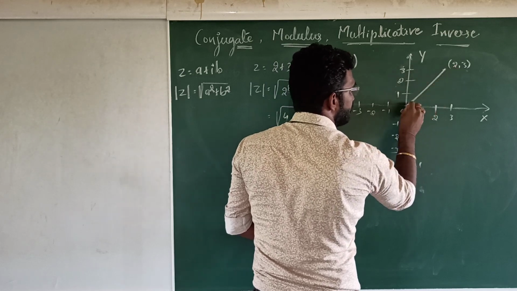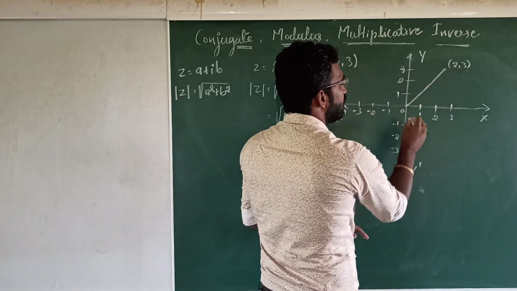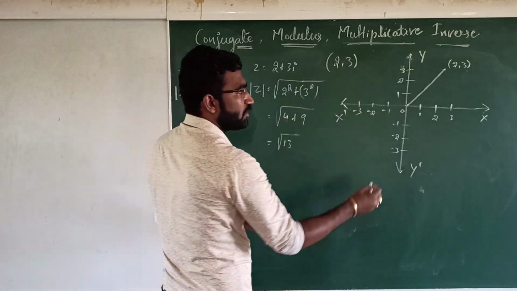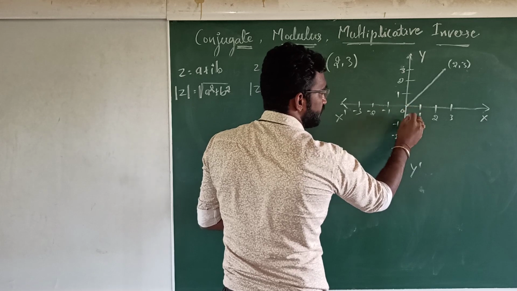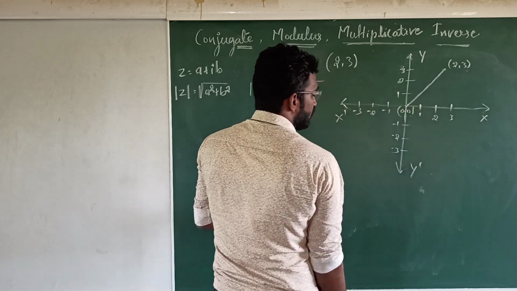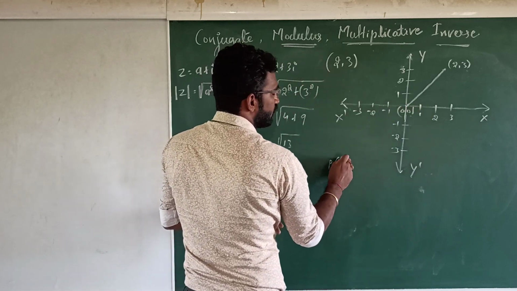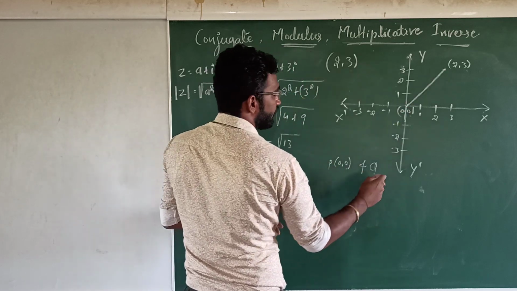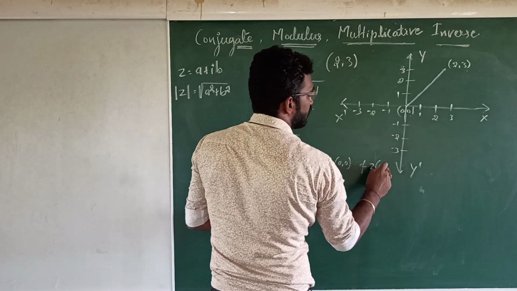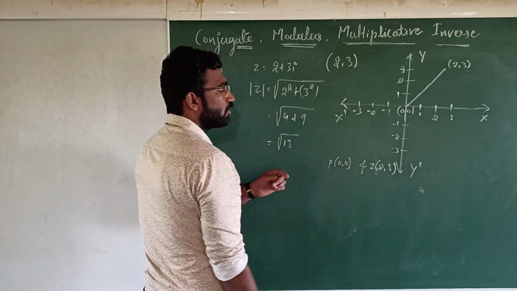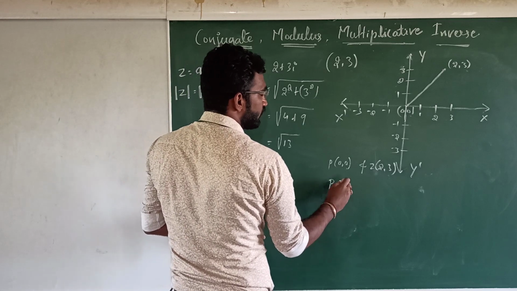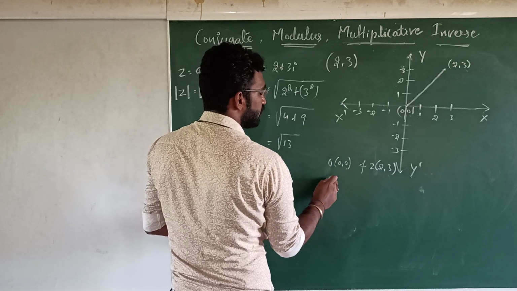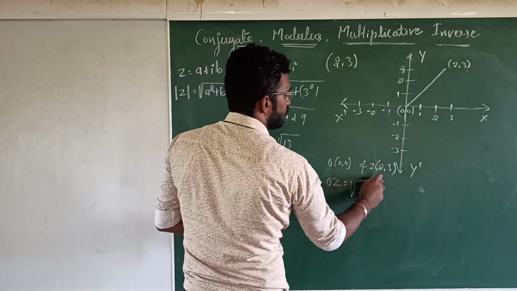The distance between the given point 2 comma 3 and this 0 comma 0, that is nothing but the modulus, right? As you know from the basics, for 0 comma 0, I will consider this point as z of 2 comma 3, right? You know how to find the distance between the two points. I will consider O, so the distance between O and Z. You know how to find it.